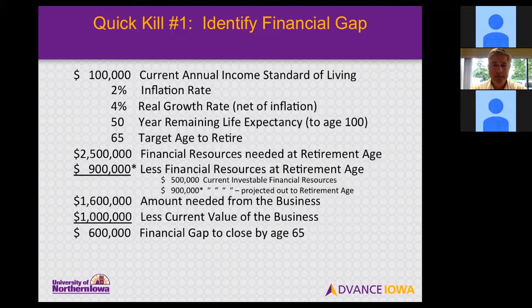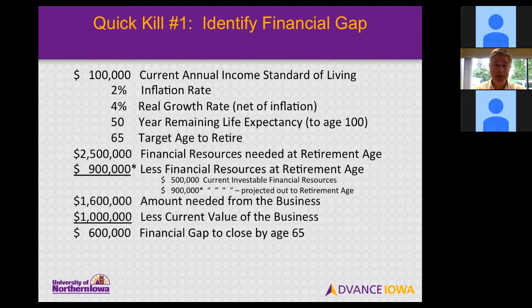So if we were to assume that you only have $500,000, I need to get to $2.5 million. I've got 15 years to do it. Where's that going to come from? So let's assume that you've already done a reasonably good job of setting aside retirement funds, and you have $500,000 in some kind of an IRA, and that will grow over the next 15 years to a projected $900,000. So that would be a good scenario. So we'll take the $900,000 away from the $2.5 million, and we have a remaining need of $1.6 million.